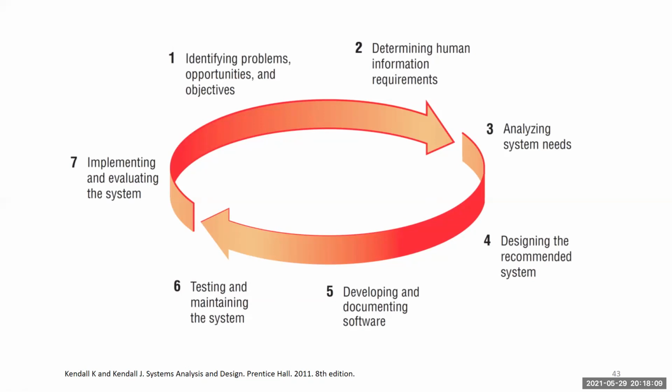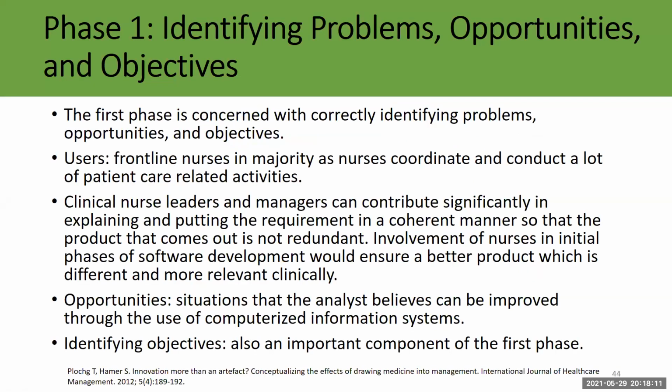So phase one is identifying problems, opportunities, and objectives. So it's the first phase. And in this stage, it's crucial to identify what the problem is that the information system is going to address. Because no one wants to waste time, energy, and resources addressing the wrong problem. So this phase, it's really important. And in this phase, the system analysts have to look at what's occurring inside the healthcare system and why the technology wants to be implemented.